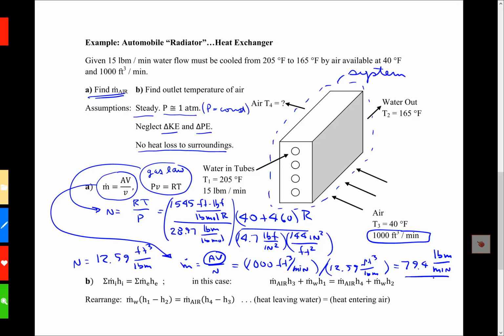Now we aren't told what the units are. Units are needed, so that's responsive. We're done with part A. We have the mass flow rate of the air. Okay, we need that to work on part B.